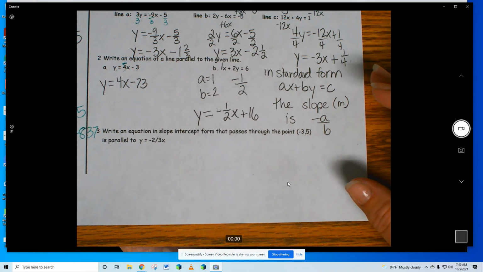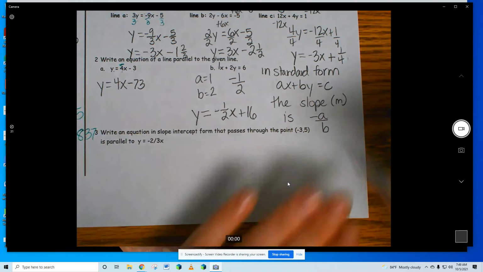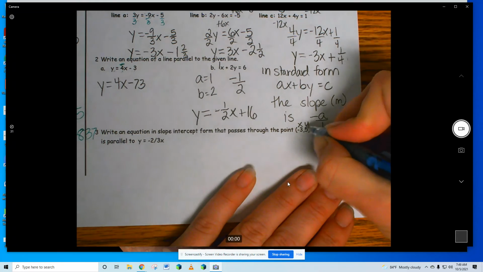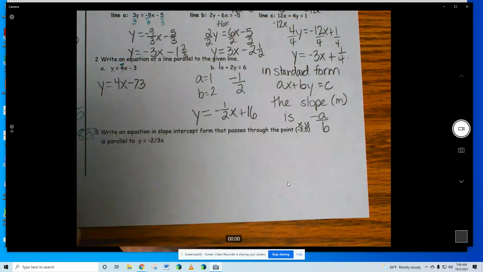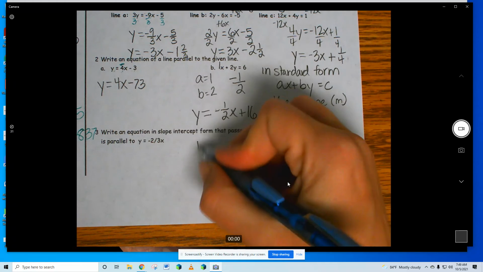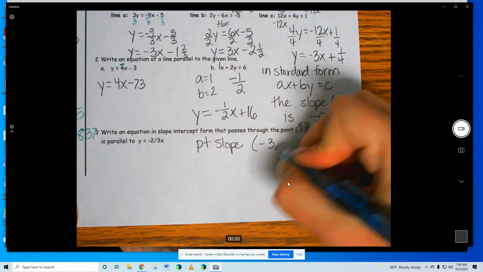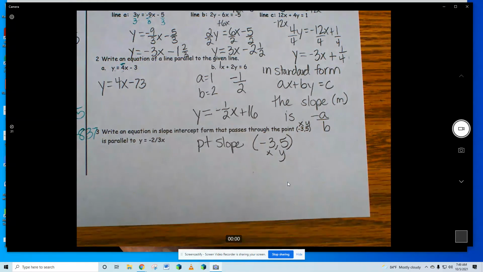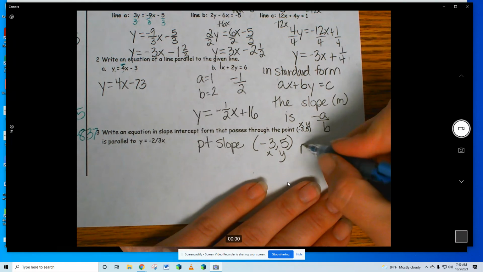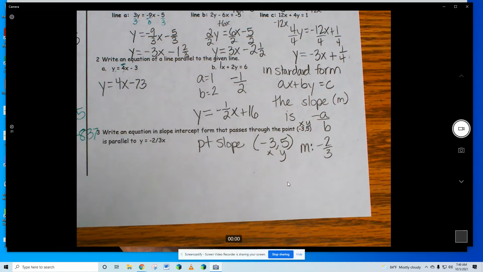Lastly, write an equation in slope-intercept form that passes through the point (x, y) negative 3, 5, and is parallel to y equals negative 2/3 x. So it's point slope. My point is negative 3, 5. What's my slope? Sophie and Hannah, are you guys done? What's my slope? Negative 2/3. So this is point slope. This is from last week.